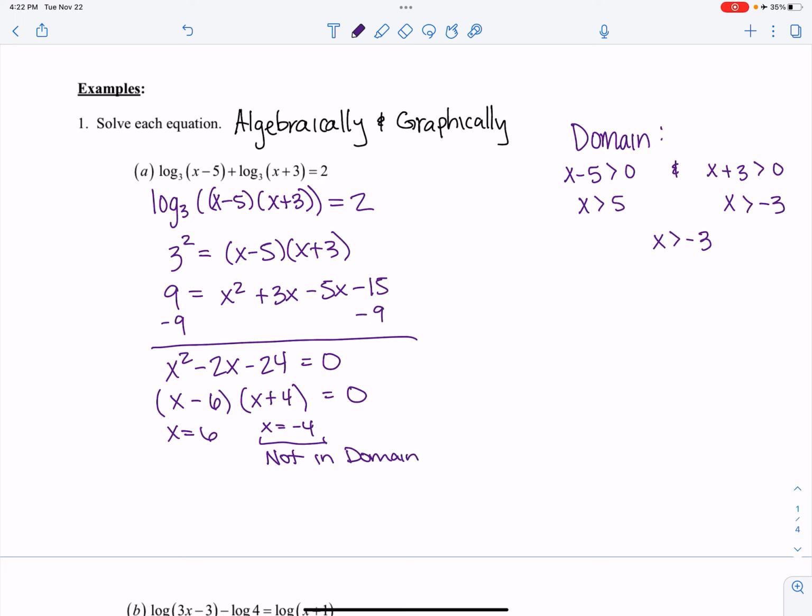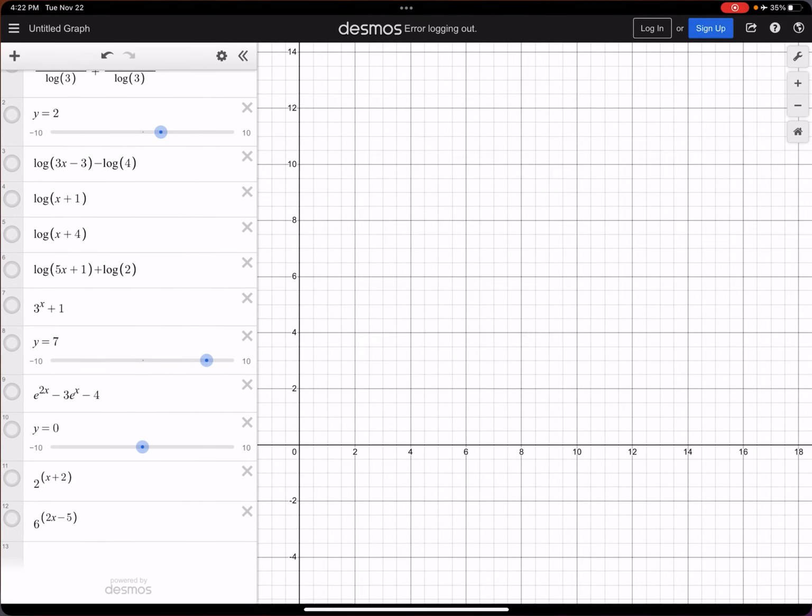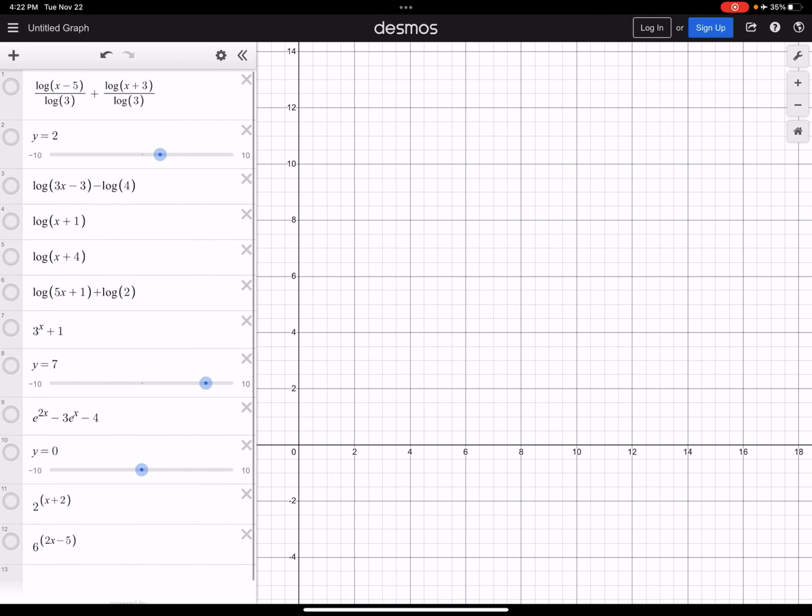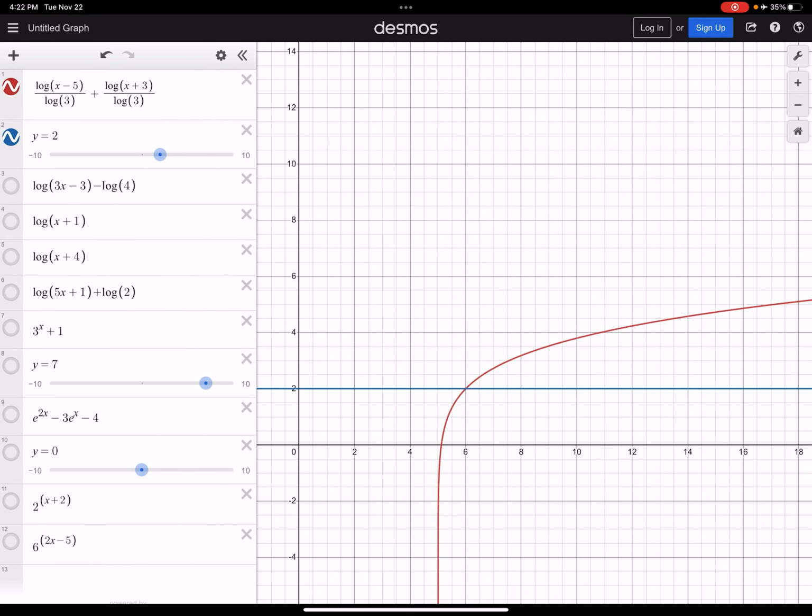And since that's not in the domain, then we can solve and say x equals 6. Now let's take a look at what this is going to look like graphically. I've preloaded these in here, and what we're going to do is graph the two that we have.